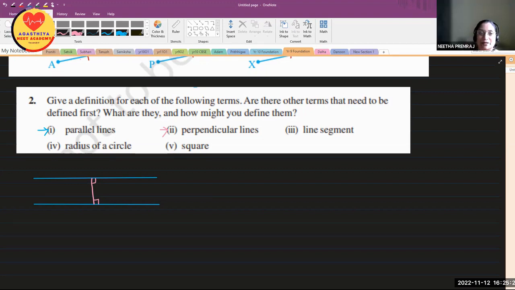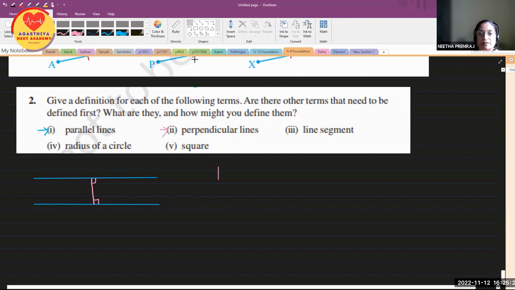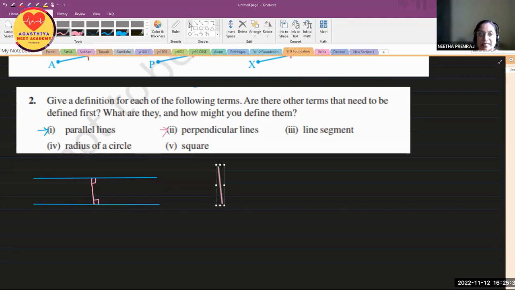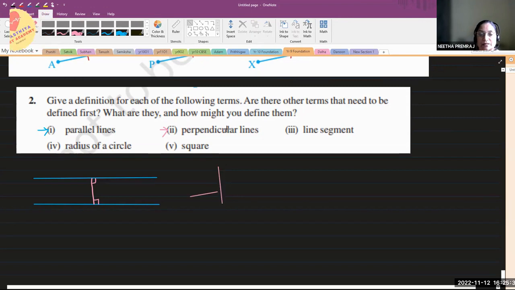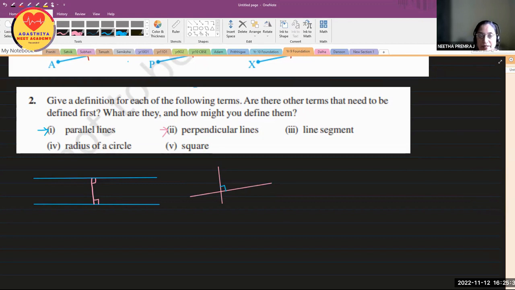Very good. If the angle between two lines is 90 degrees, then the lines are called perpendicular lines. This symbol is used to denote 90 degrees, L1, L2, which implies L1 is perpendicular to L2. Here L1 is parallel to L2. Here perpendicular means the angle between the lines is 90 degrees.